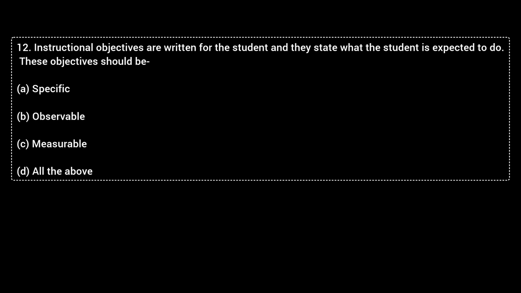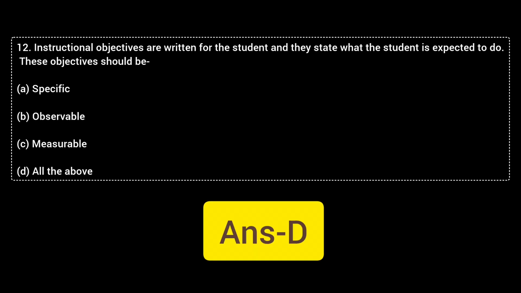Question number 12 is asking, instructional objectives are written for the student and they state what the student is expected to do. Now, these objectives should be option number A, specific, option number B, observable, option number C, measurable, option number D, all of the above. So, the answer here is going to be option number D. It should include all of these: specific, observable, measurable, meaning all of the above.